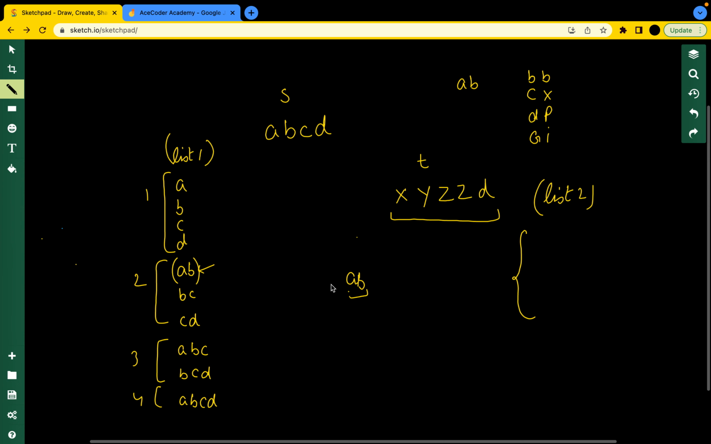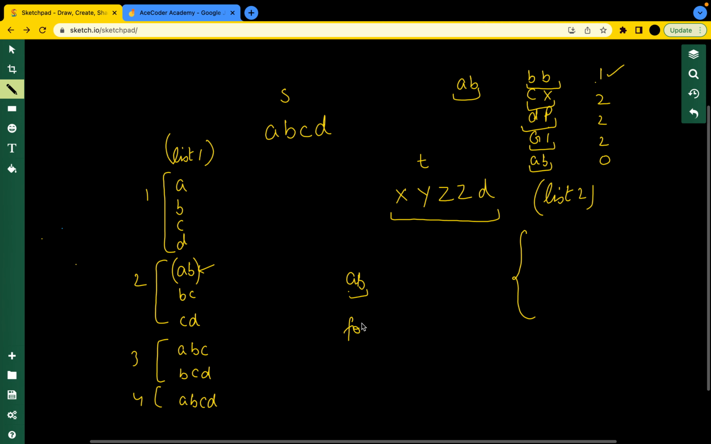Why we are comparing is we just want to check by how many characters these strings differ. AB and BB differ by 1 character, and AB and CX differ by 2 characters. Similarly, DP 2 characters, GI also 2 characters. Or in fact, if there was another string like AB in list 2, they wouldn't differ by any character. So from all these outputs, our only potential answer is the one which differs by only a single character, not 0, not any other number of characters.